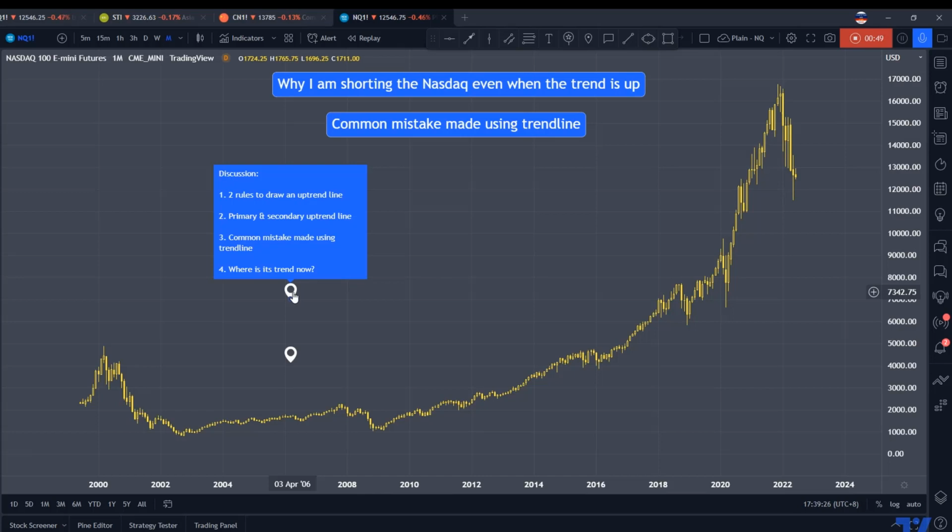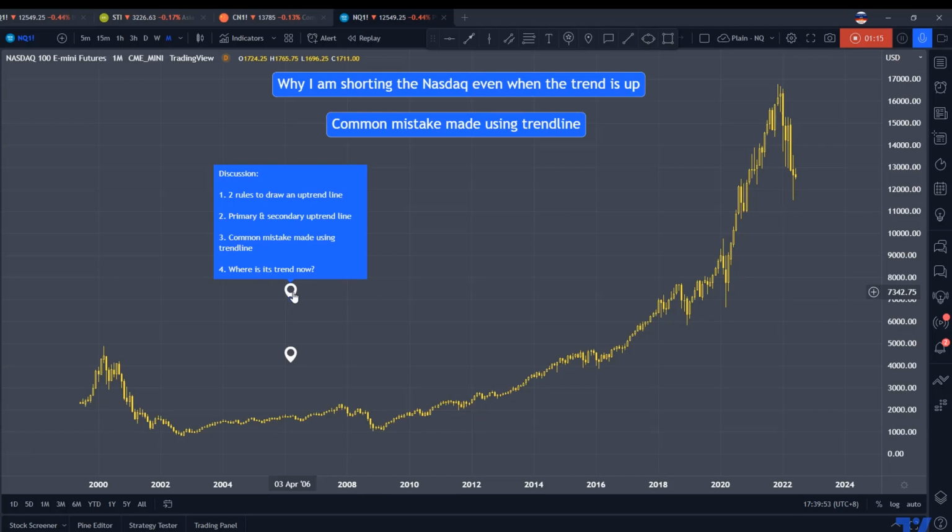Now, let's go. The first point here is, what are the two rules to draw an uptrend line? Number one is that we try to identify all the significant lows. We have to identify at least 3 lows, if not more. After that, we're going to connect all the lows, connect the dots, and find the best fit.